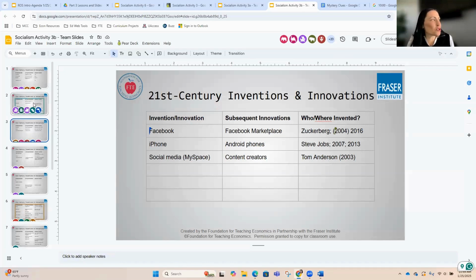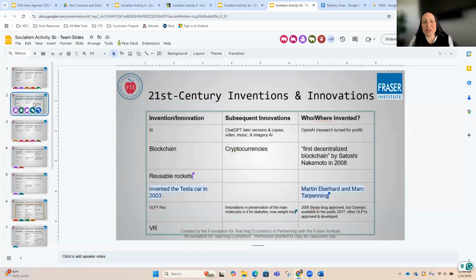And then you guys also had social media on there, which I saw some others have, that people have different ideas about who the creator of social media was. I think Tom Anderson in MySpace, you could definitely make the case for that. Okay, group 2, I'm just going to show you their slide for the sake of time.